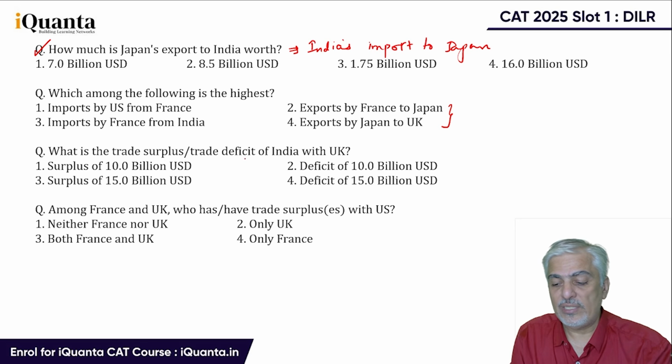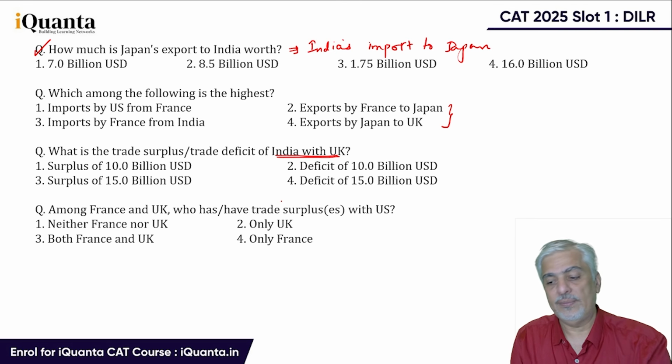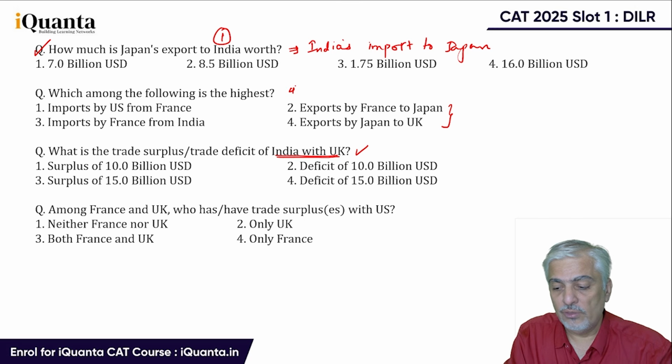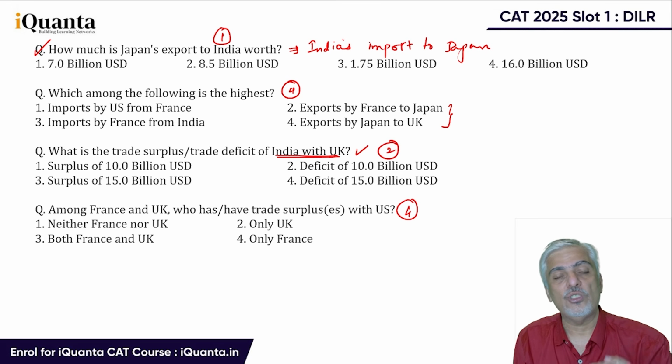What is the trade surplus of India with UK? Trade surplus, that means I have to do India with UK import, India with UK export, and then I have to subtract. So two calculations. I'm just counting the number of calculations. I have one calculation over here, four over here, two over here. Among France and UK, who has a trade surplus with US? So again, there are four calculations over here. France with UK two calculations, US two calculations, UK with US two calculations, so totally four calculations.